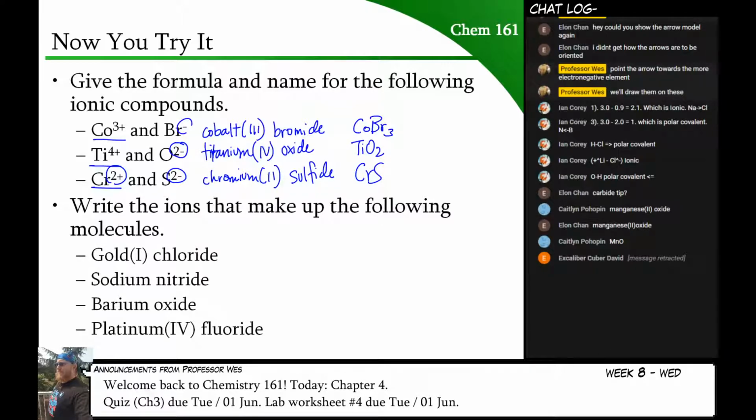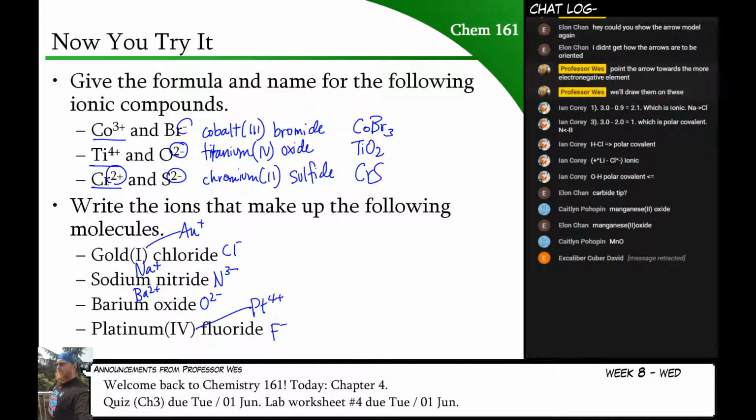All right. For these, you could just write the ions out. And so that should be pretty trivial to do. And then for that, that's Pt4+, and then fluoride. And you can make those into formulas if you'd like. All right. Let's move on.